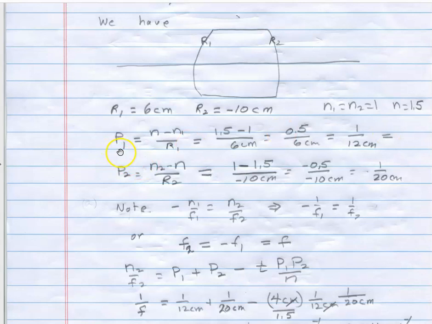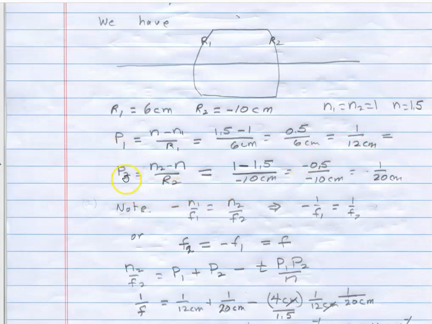The first thing I do is simply compute the refractive powers of both of those surfaces. Remember, P1 is (n minus n1) over R1, and that's 1.5, the index of refraction of the glass as given, minus 1, divided by this radius 6. When I do that, I get 1 over 12.